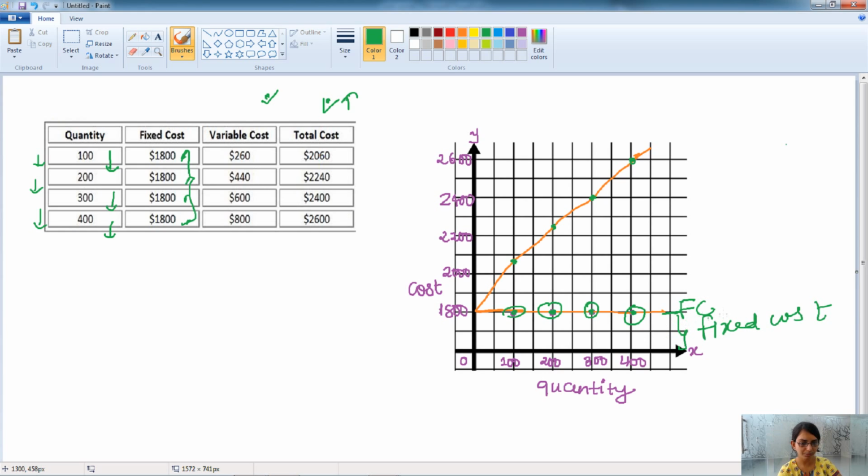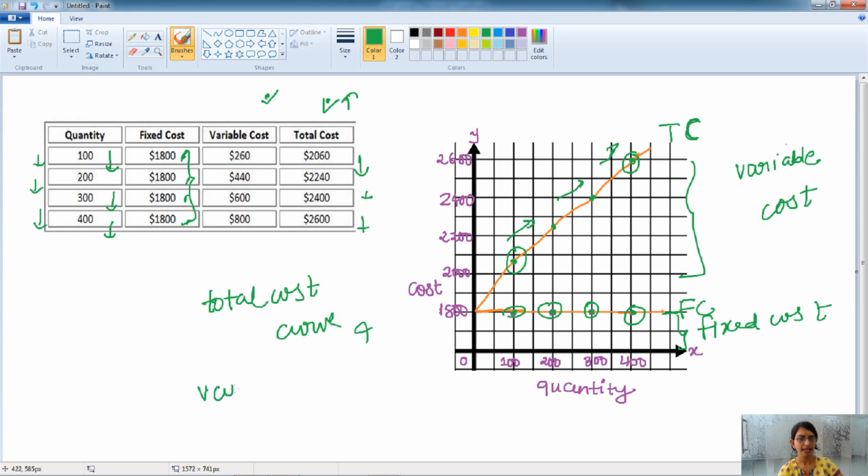Till here we have the fixed cost, whether the production is happening or not happening. But when we are increasing some units of output, our cost is increasing and the total cost is increasing from 2060 to 2240, 2400 and 2600. So it is increasing. When we are producing 400 units of output, our cost is 2600. So this curve is known as the total cost curve. Here, this is our variable cost. So this is about the total cost curve and variable cost curve. Here we have the total cost curve and this is our fixed cost curve. This is our variable cost and this is the fixed cost curve.